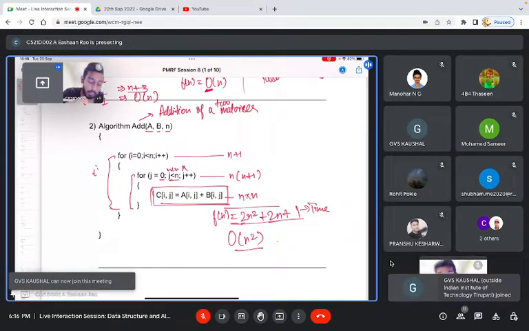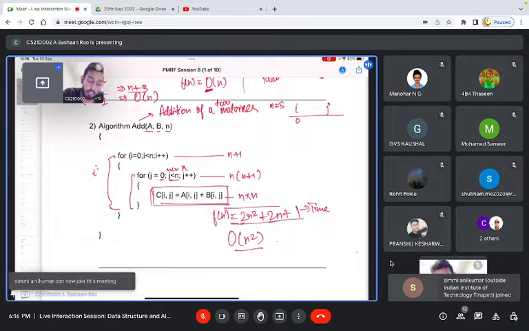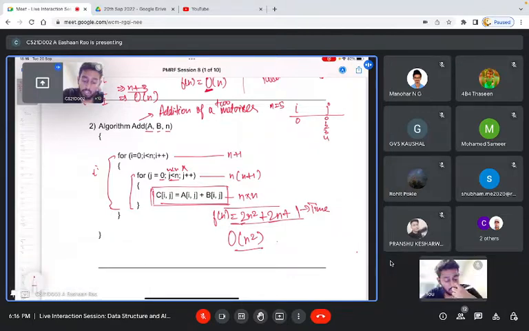And you can also trace it out. For example, you can take i and j. When i equals 0 and let's say n equals 5, j will run for 0, 1, 2, 3, 4. At the fifth condition it will be false. Then again it will run for i equal to 1, again for 1, 2, 3, 4.